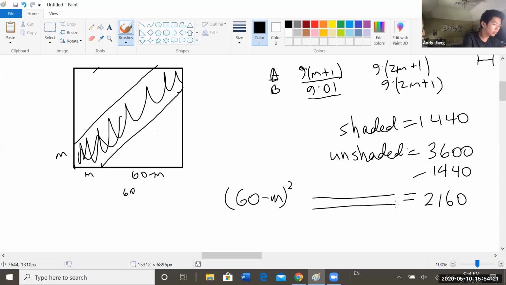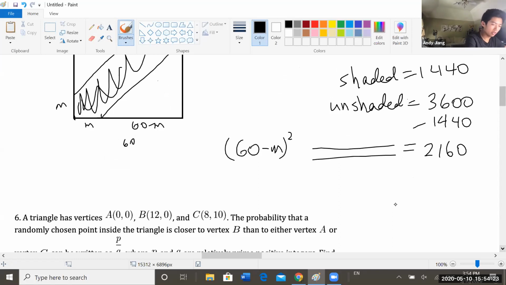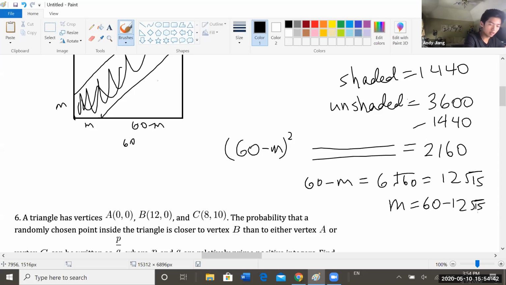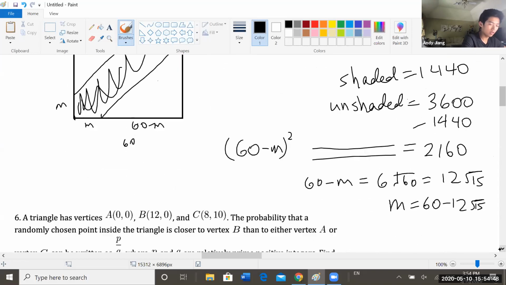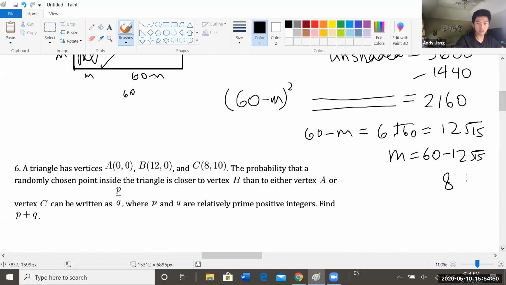All right, finally, all I have to do is solve this. So 60 minus M equals the square root of 2160, which is 6 root 60, or 12 root 15. And then M equals 60 minus 12 root 15. So what does it ask for? A plus B plus C. So the answer turns out to be 87.